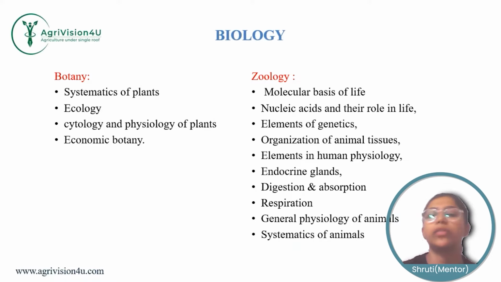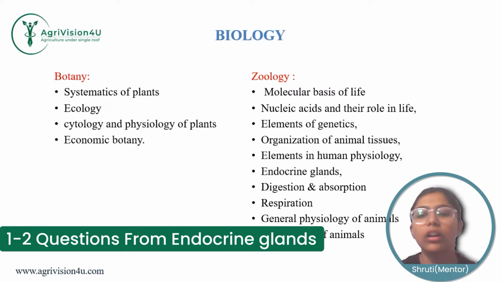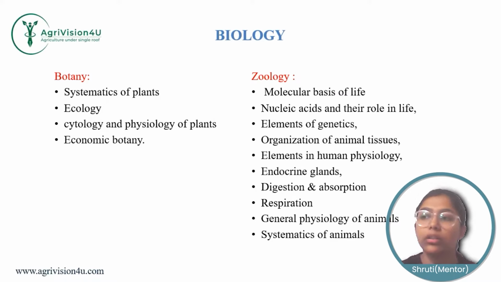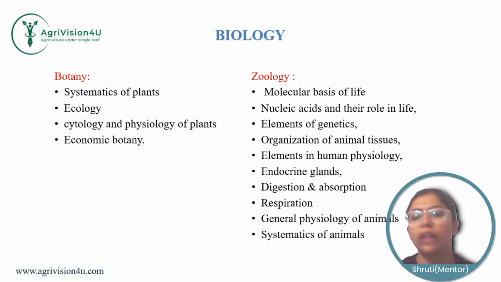Again, the elements of genetics, animal tissues, and mostly endocrine glands. Each year around 1 to 2 questions from endocrine glands are asked. Digestion and absorption: here, 2 questions we have seen. One is about the intestine, the absorption in intestine, and the digestion of biochemicals like protein.